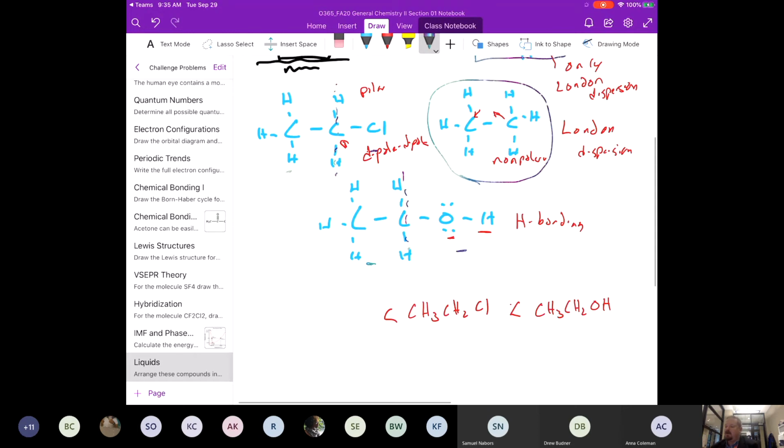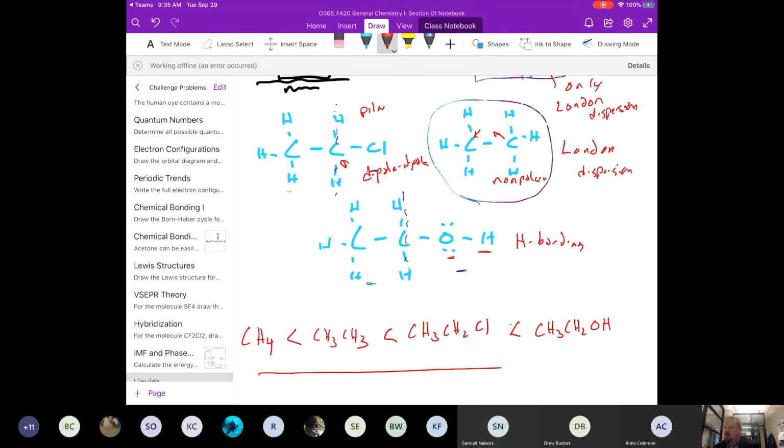So if we come down here then to finish this out, this would be CH3CH3, and our lowest one would be CH4. So this would be in order of increasing IMF and boiling point, which should not be B, it's BP. All right. Questions on that?